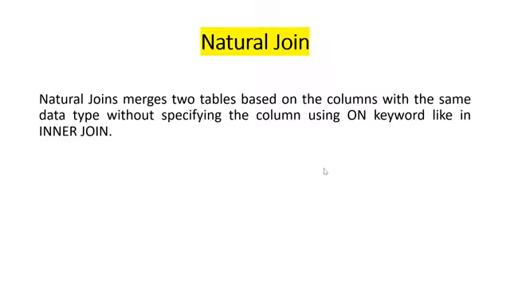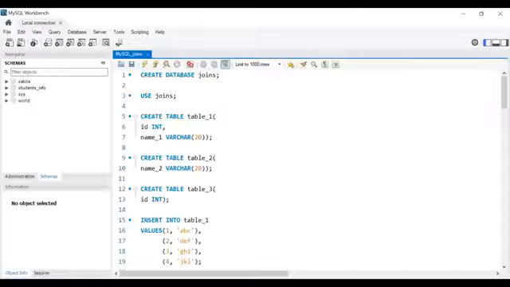Whereas for natural joins, it will be done automatically and it will choose the columns with the same data type. And we'll understand that better when we go to the hands-on. Okay, so to understand that better, we're going first to create a new database. So we write create database and we call it joins.